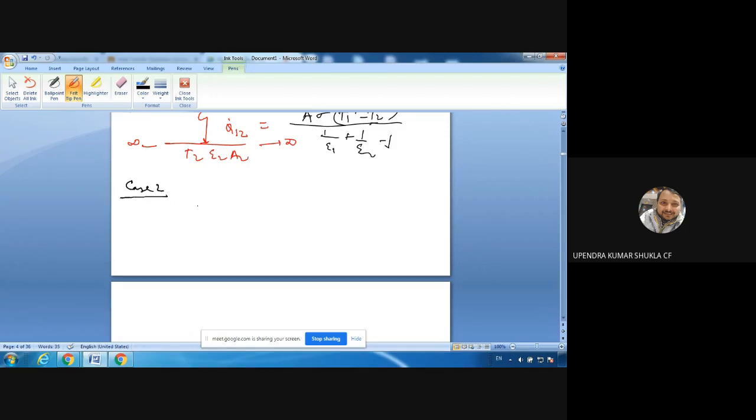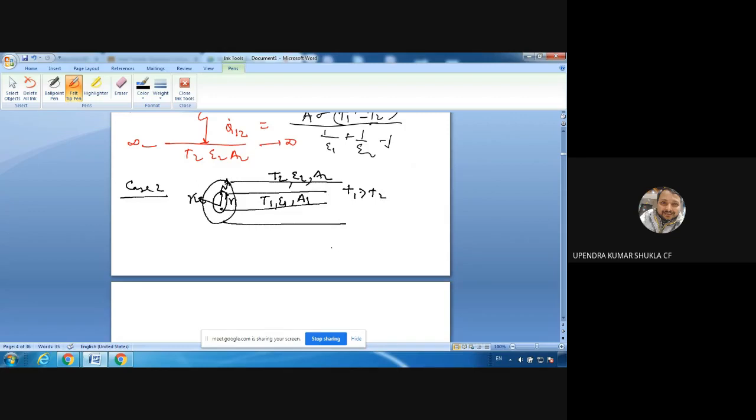Now case 2. Suppose you have an infinitely long cylinder, a parallel cylinder. The inside temperature is T1, emissivity epsilon 1, and surface area is A1, which will be 2 pi R L. The inside radius of this cylinder is R1, and the outer cylinder has radius R2. The outer cylinder has temperature T2, emissivity epsilon 2, and area A2. If T1 is greater than T2, we are asked to find the net radiation heat exchange between these two cylinders.